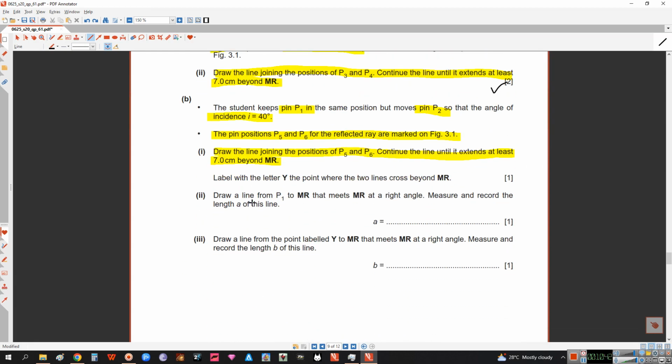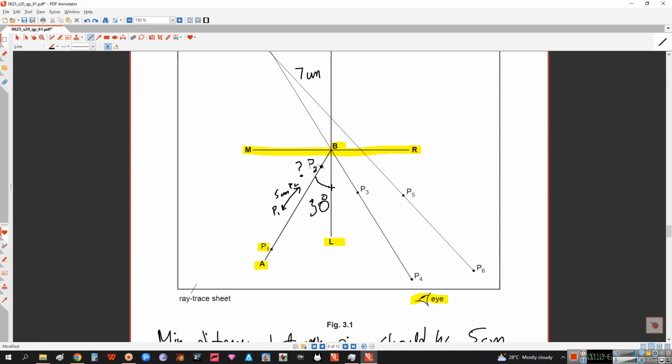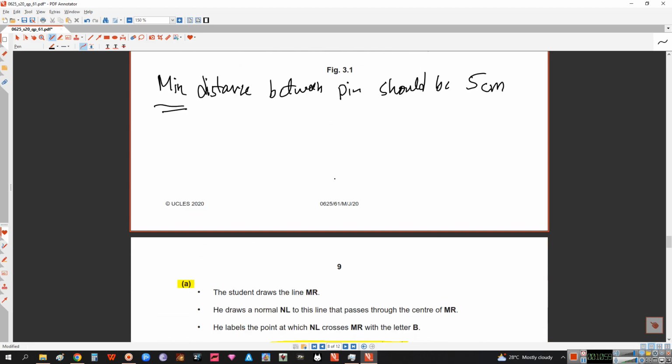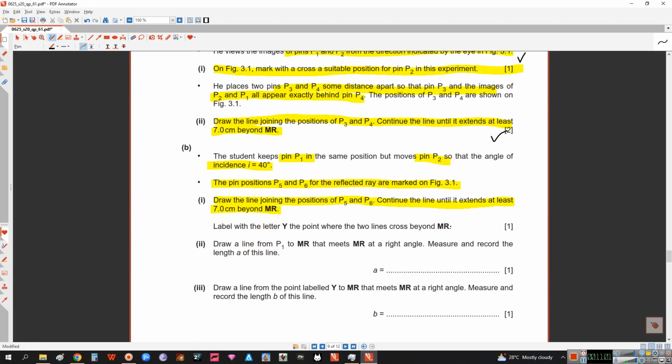Now label with the letter Y the point where the two lines cross, right? So we're just going to label this as point Y. I'm just going to label this as Y. Here's our Y, this point. I just marked the point as well. Okay, we're done with this as well. Here's one another mark for this. So we're done with this.